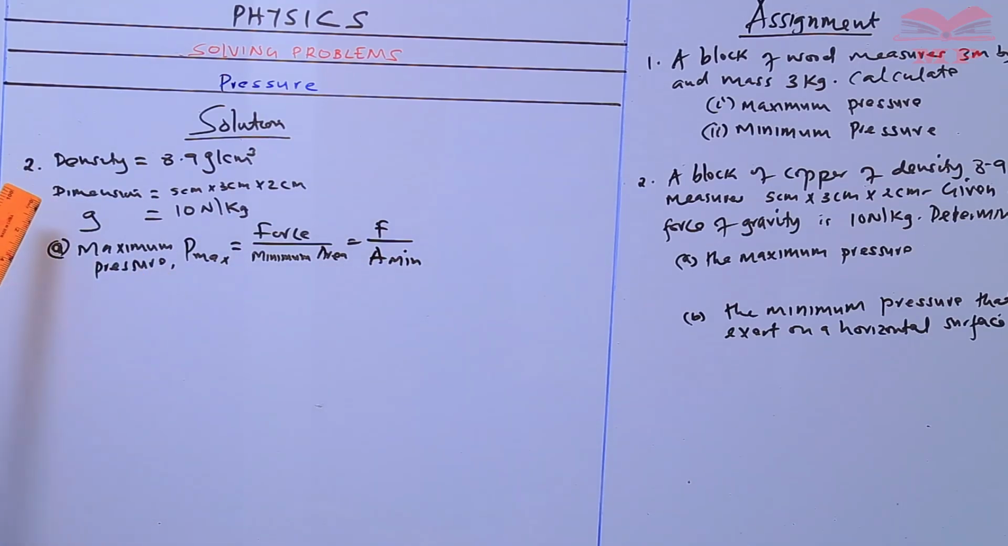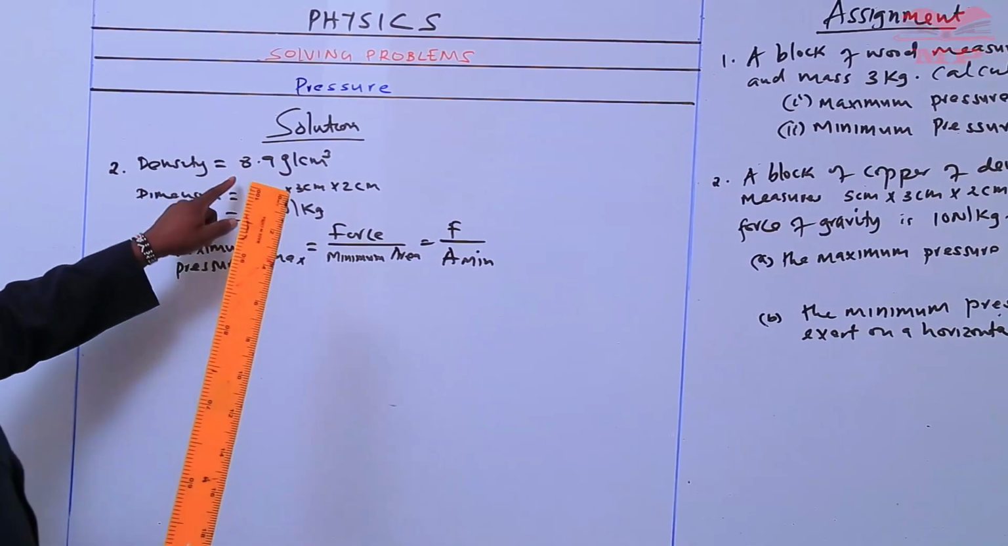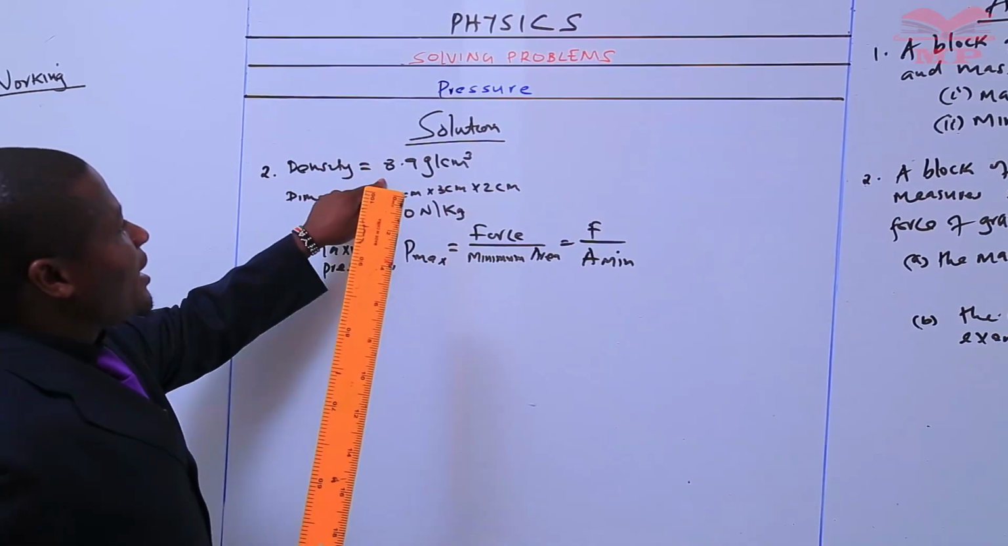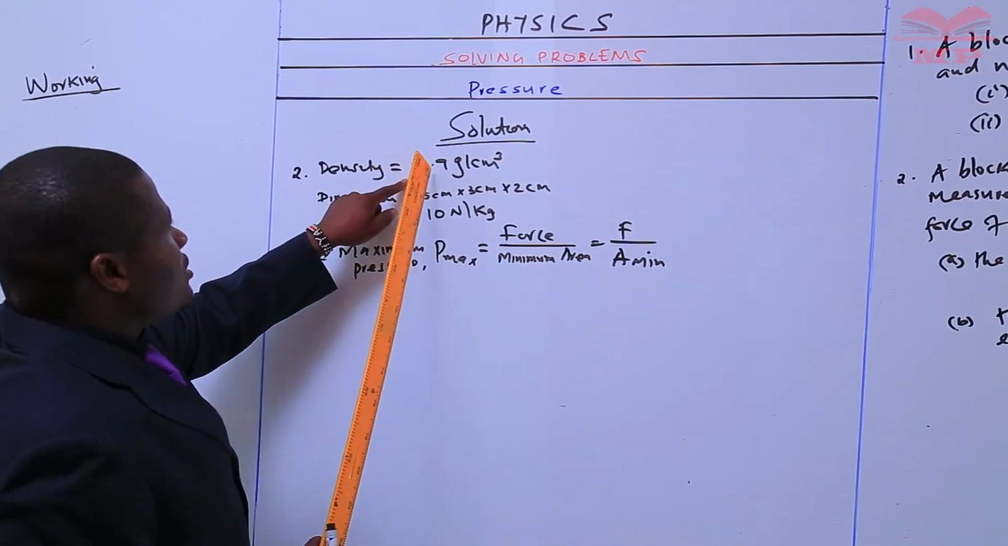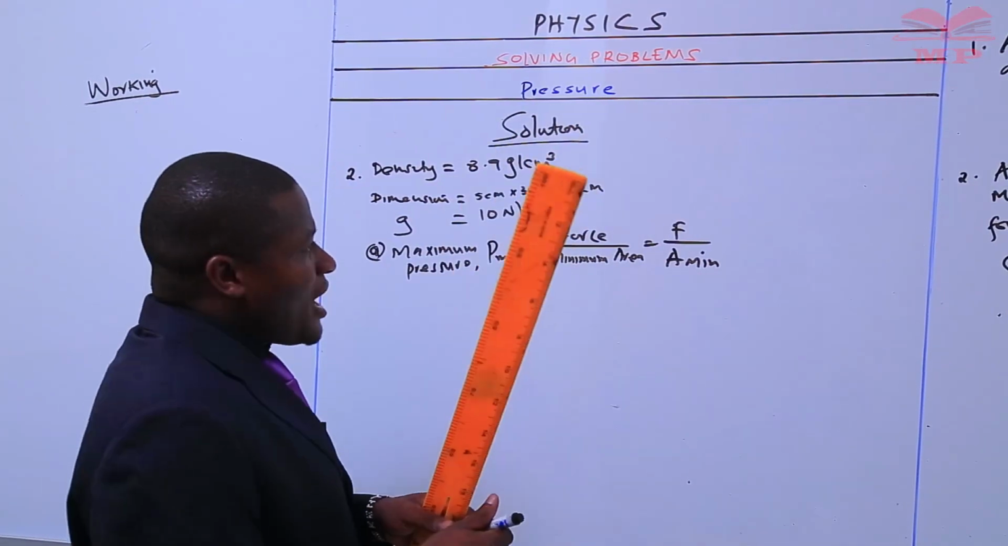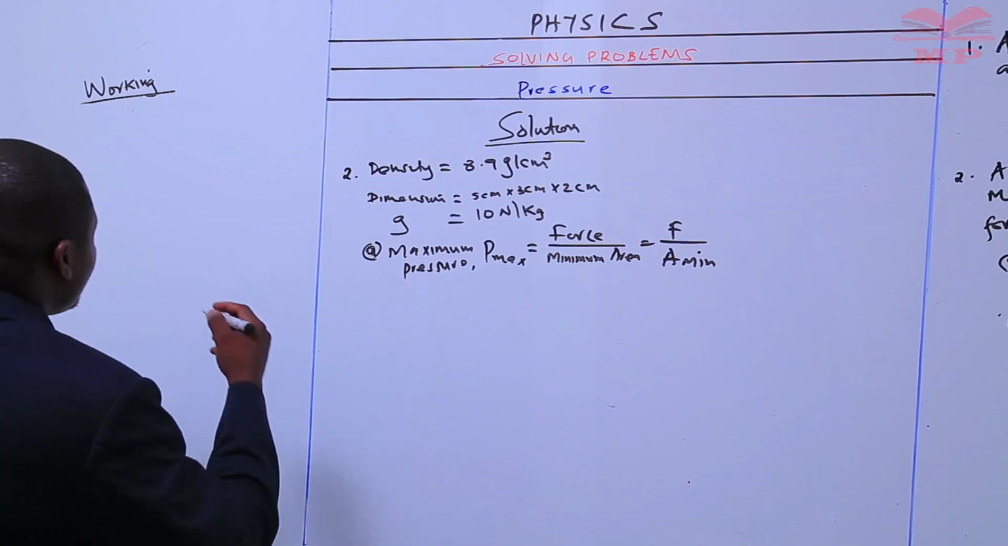Now, from the parameters that we have been given, we don't have force, we have density, we have dimension, then we have g. We can calculate mass. So this density is going to assist us to get this force. But first of all, we shall calculate. I have the density, the volume, I can get the mass of the block. So the mass of the block, solution.